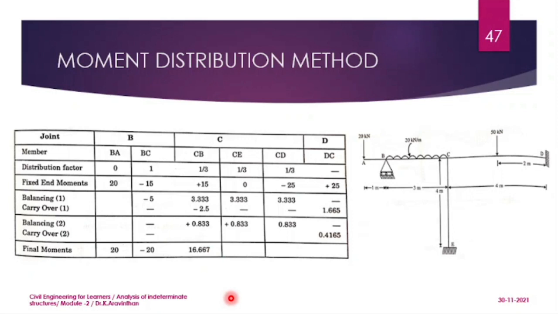16.667. Yes, then CE 4.167 minus 20.834. Now I said that the joint C is a hinged joint, that is partially hinged.